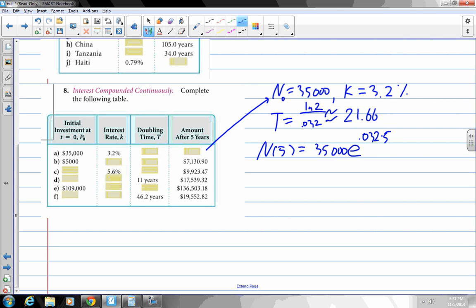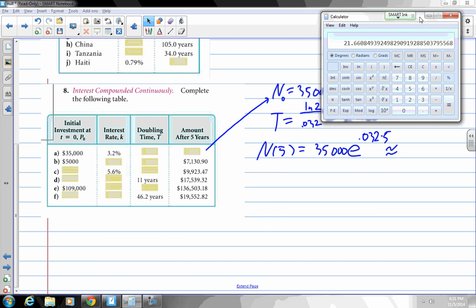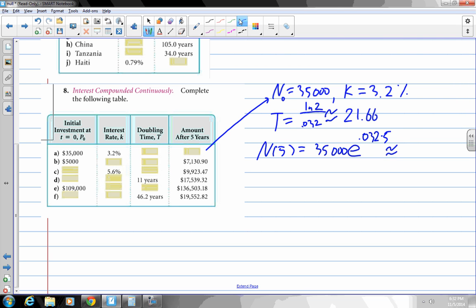Whatever the answer is, it will be that answer. So yeah, play with your calculators. Make sure you're getting the right answers. So 4172 or 4173. So 4172.88. So that was A.